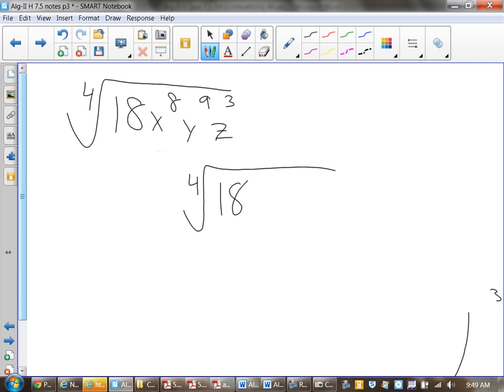Then when I start dealing with my exponents, this is the easy part. 4 goes into 8 how many times? Is there any left over? No. So 2 come out. 4 goes into 9 how many times? Are there any leftovers? 1. So 2 come out and 1 stays in. Does 4 go into 3? No. So all 3 of those stay in. And you're done.